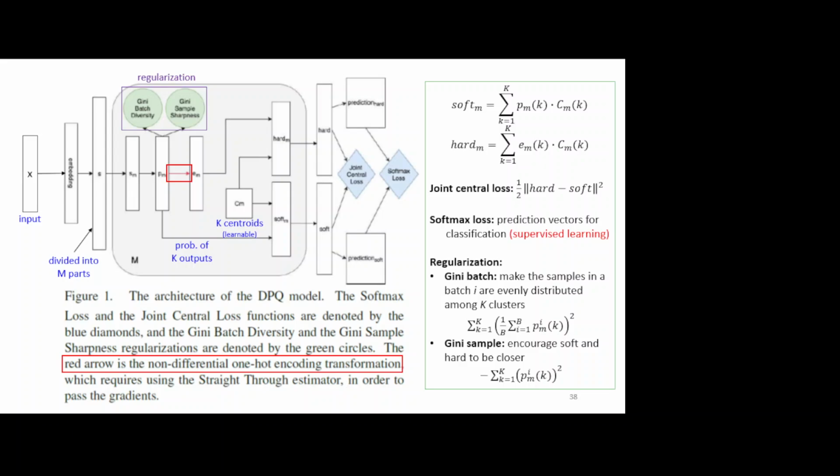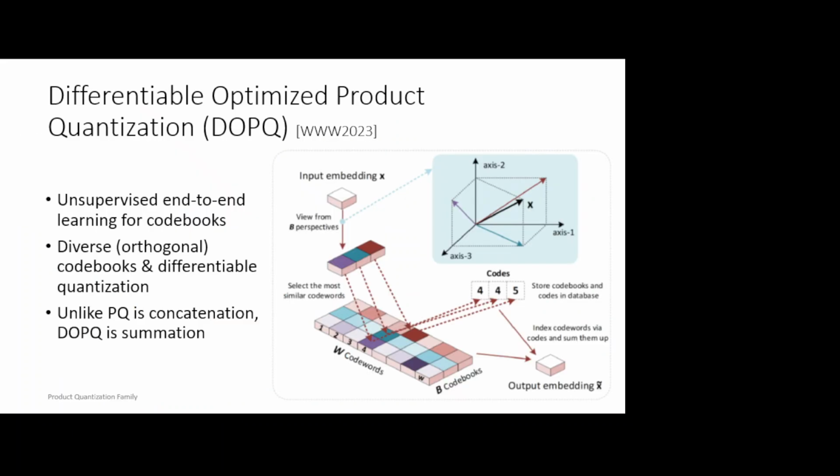Okay, so in this paper they use straight-through to solve this problem, but in the DOPQ paper, they think it's not good. It's a straight-through, it just ignores the non-differentiable property, so it's not a good design. So they propose another way to address this problem.